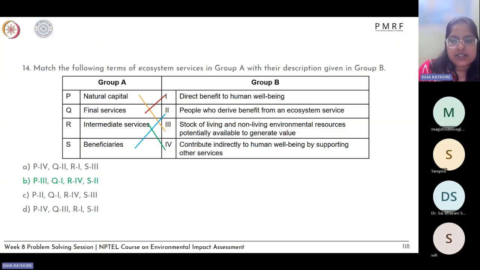Then intermediate services contribute indirectly to human well-being by supporting other services. So R matches with 4. And beneficiaries are people who derive benefit from an ecosystem service. So S matches with 2. So the correct answer is B. That is P matches with 3, Q matches with 1, R matches with 4, and S matches with 2. Okay, so moving on to the next question.